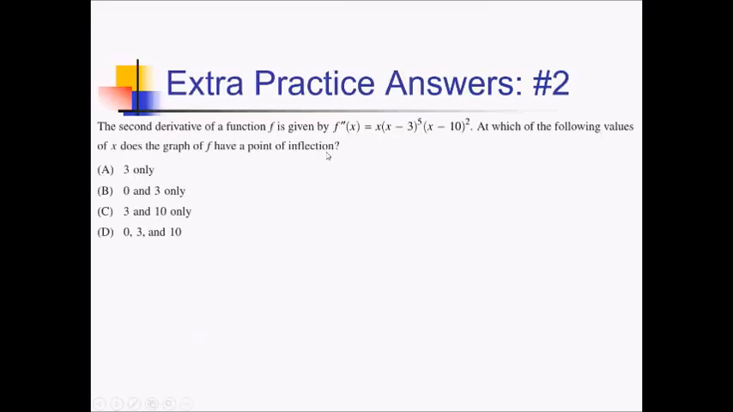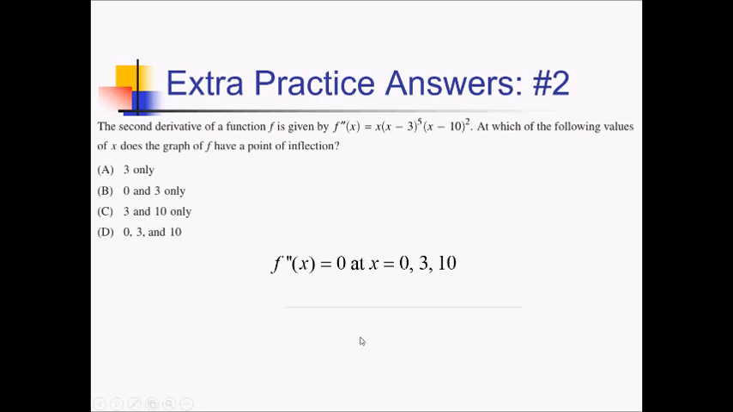For this one, we have a second derivative given by this function, and we want to know at which of these values we have a point of inflection for the original function. So I need to find some critical values and do some sign analysis. I need to know where f double prime here is changing sign. So let me set this equal to 0. And this is going to equal 0 if x is 0, 3, or 10.